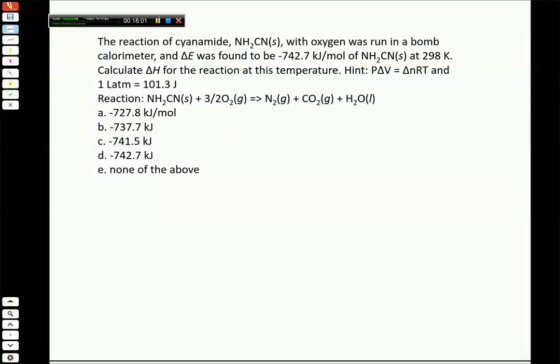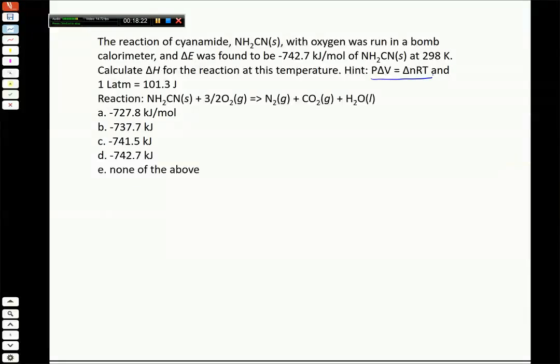Alright, so this problem, as I said, is dealing with the relationship between delta E and delta H, and we have the chemical equation down here. Now this one is a little bit ahead of where we are. This deals with some concepts related to gas laws as well, which we'll get into in Chapter 8. But we gave you the hint here, P delta V equals delta nRT.